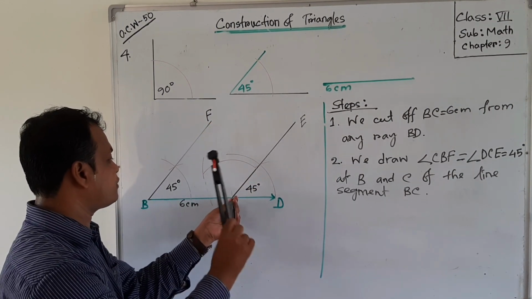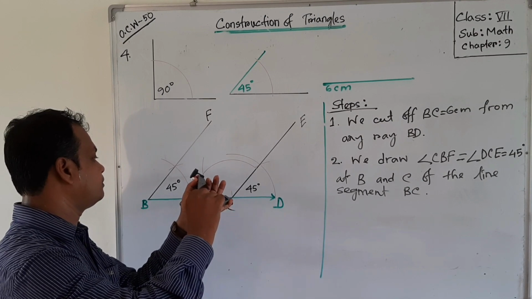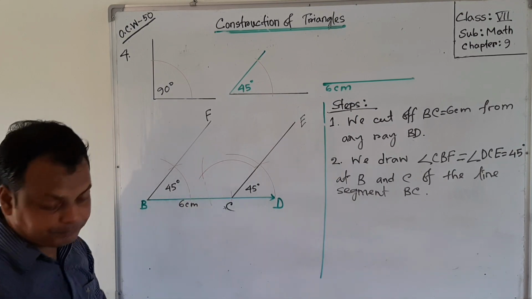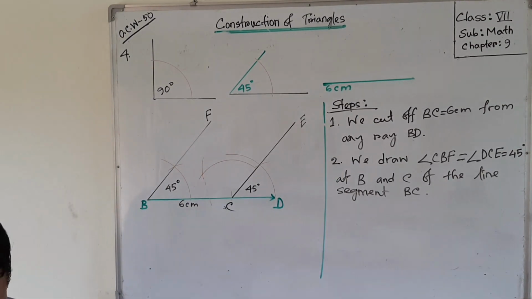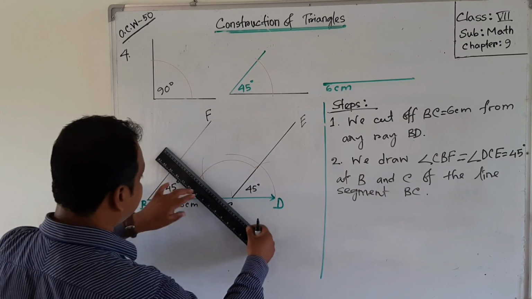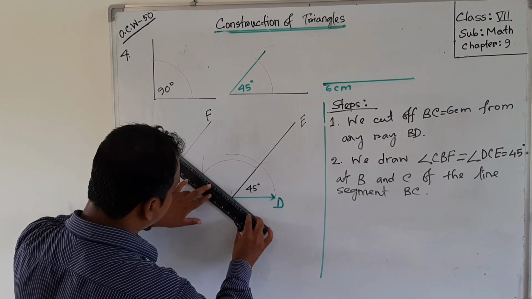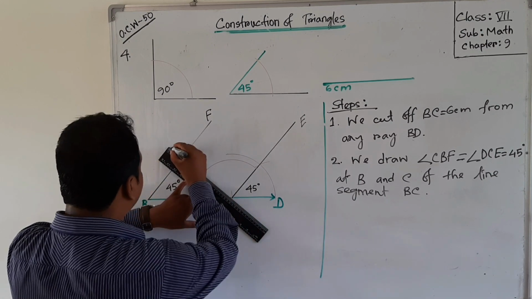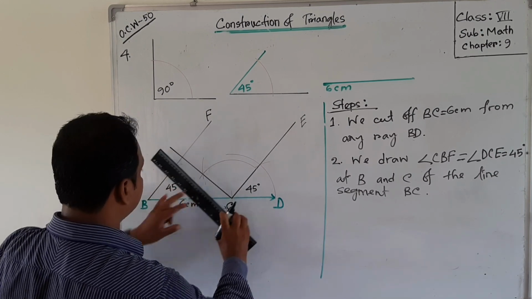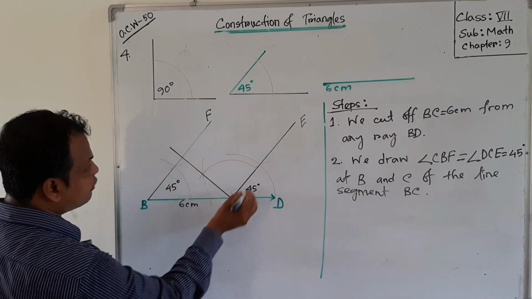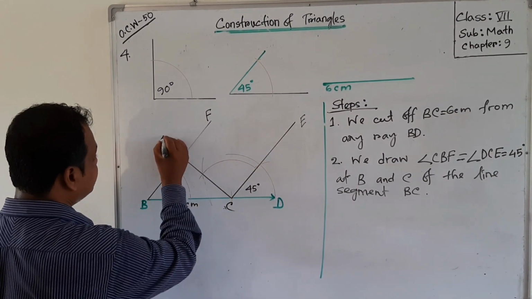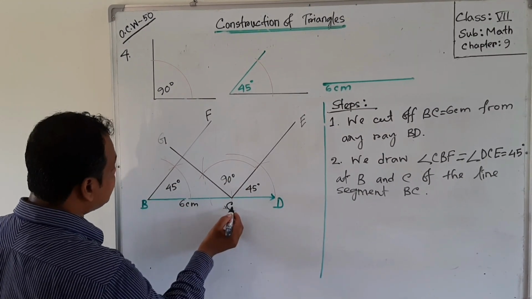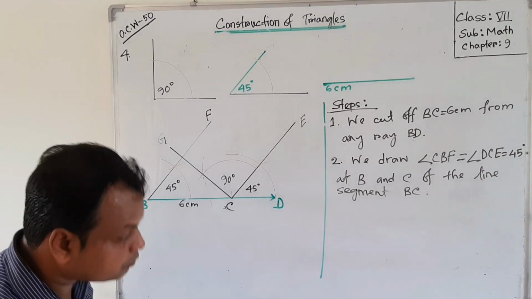and we can extend this part also. You can extend. So this is the intersecting point. Now join this part and extend. That one will be ECG. And this one will be 90 degree angle. And now write the steps.